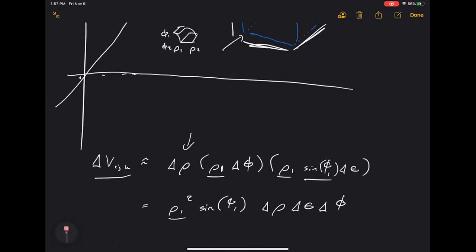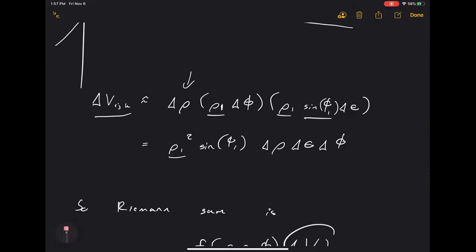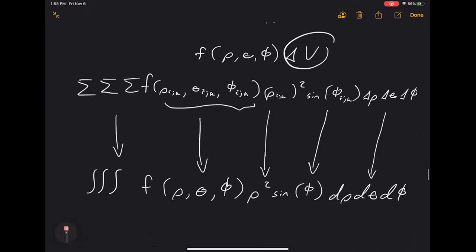You can look at the textbook if you want a bit more of an explanation, though there's not too much more. But really, this is an approximation to our volume, and as the wedges get smaller and smaller, this approximation becomes better and better. So when we take the limit of our Riemann sum, our triple sum, what happens to each of these elements as the volume goes to 0? Well, as we've seen many times before, my summation signs become integral signs.